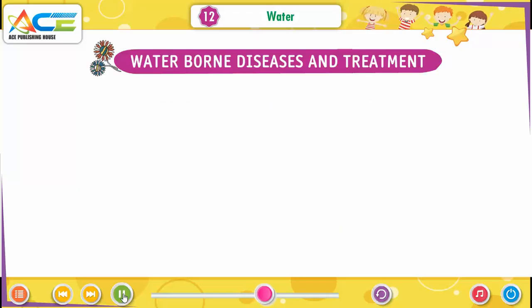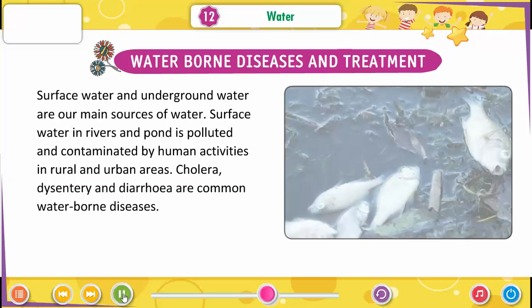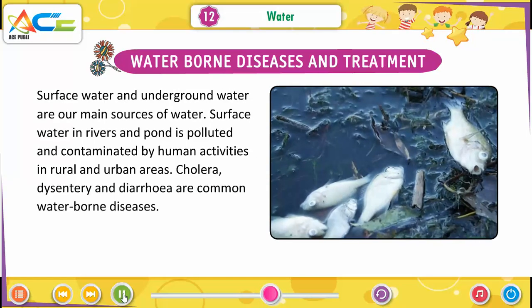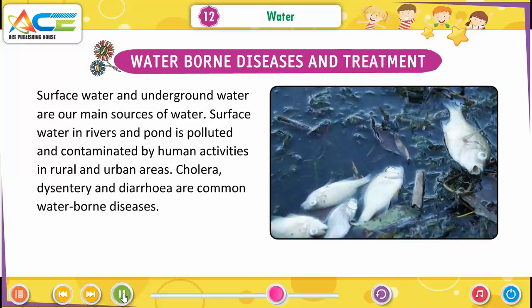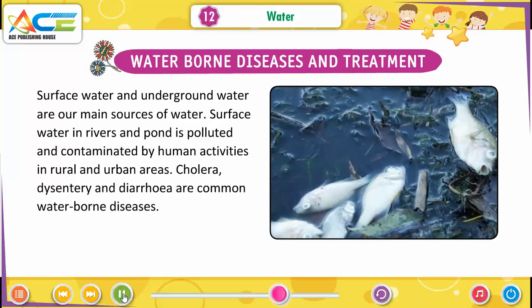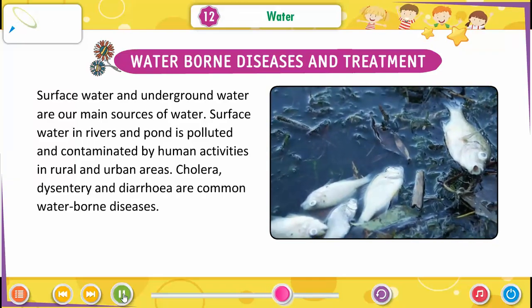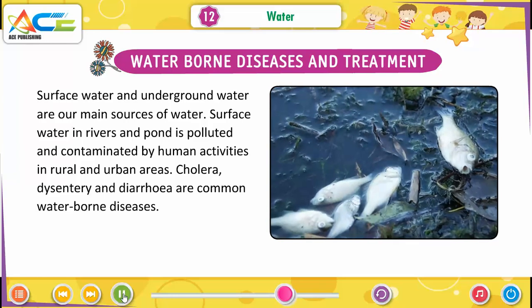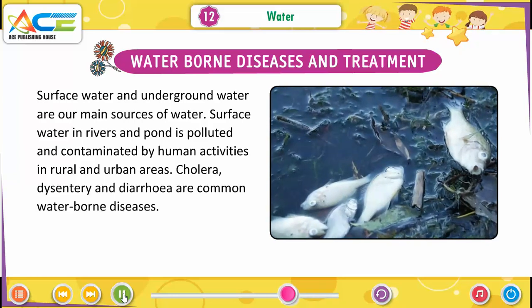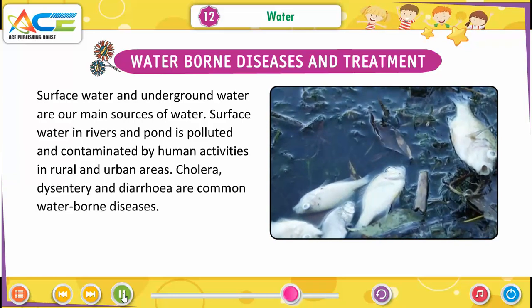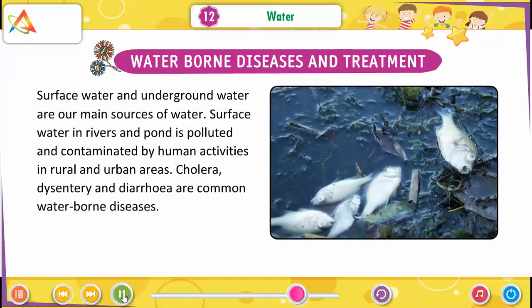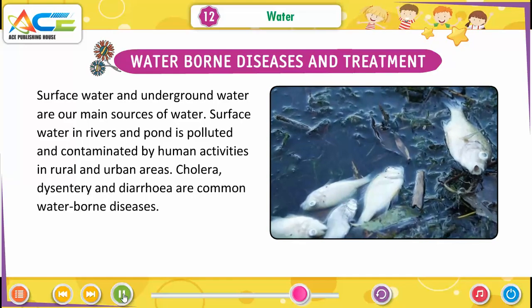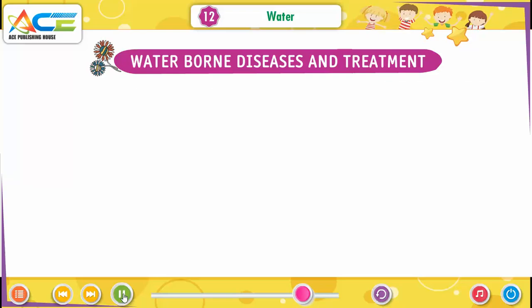Waterborne diseases and treatment. Surface water and underground water are our main sources of water. Surface water in rivers and ponds is polluted and contaminated by human activities in rural and urban areas. Cholera, dysentery, and diarrhea are common waterborne diseases.